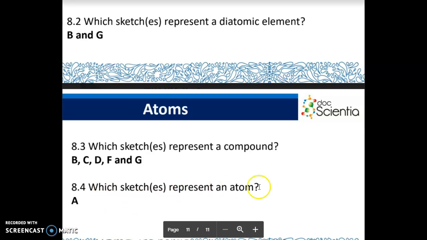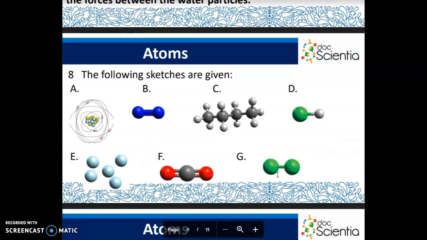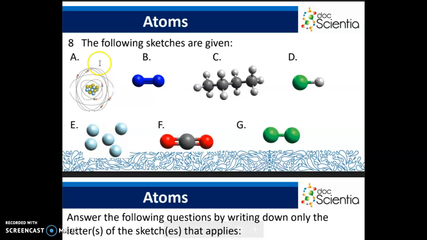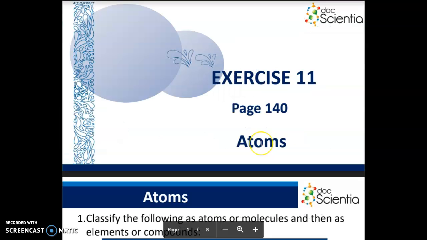And the last one, which sketches represent an atom? That would be A, because there's the nucleus with the neutrons and the protons, and there's the electrons around it. Exercise number 11.